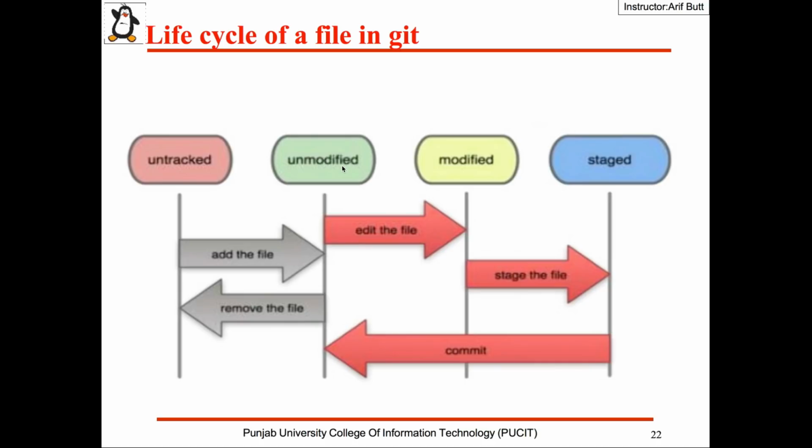By unmodified, I mean the copy of the file in the working directory is the same as in the staging area and the repository. By modified, I mean the copy of the file in the working directory is different than the file that is there in the staging area and the repository. And if the status of a file is staged, that means the copy of the file in the working directory and staging area is same, but it still needs to be committed to the repository.